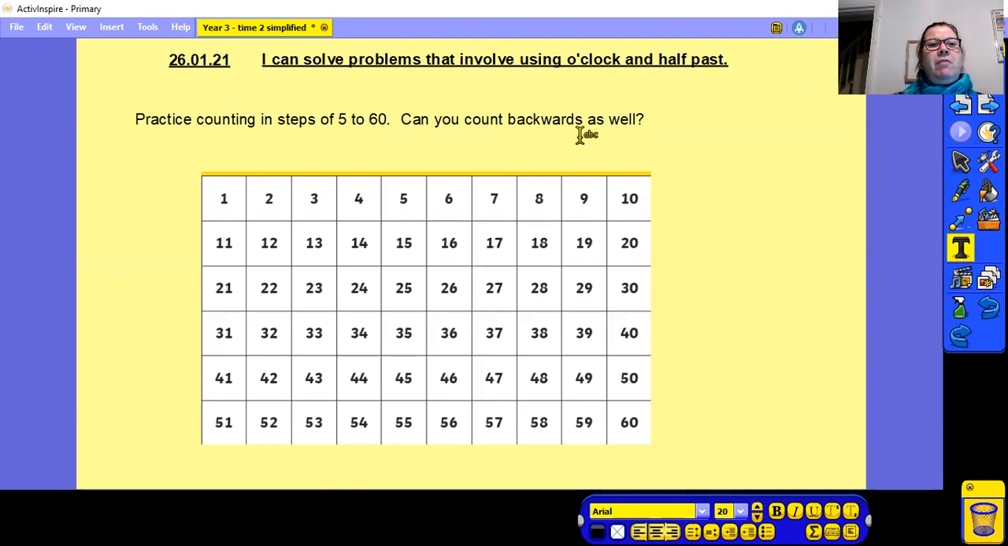So let's start by writing the short date and underlining, and the learning objective. I can solve problems that involve using o'clock and half past, and underlining. So can you practice counting in steps of 5 to 60? And then can you count backwards as well? Have a try now.